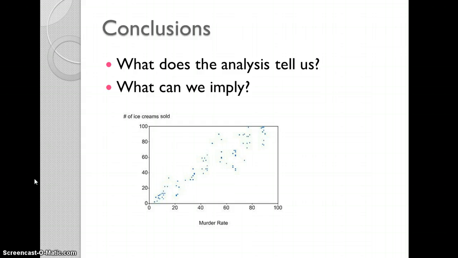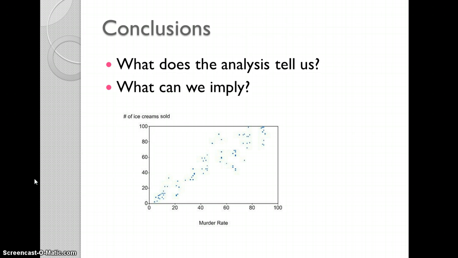But you'll see along the x-axis we have the murder rate. So at different times we have the murder rate, and then on the y-axis you see the number of ice creams sold. So each point represents at one time what the murder rate was and how many ice creams were sold. And what you probably notice is these points, as the murders go up, so did the ice cream sales.